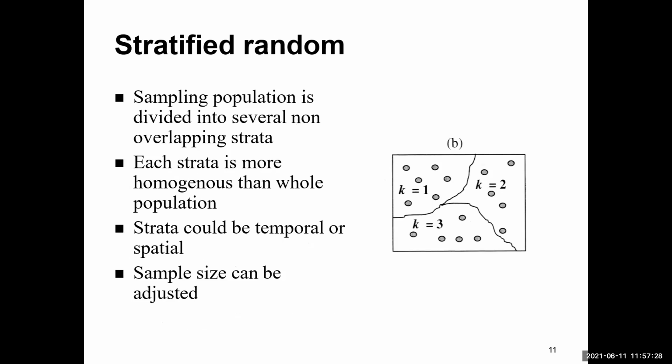Each stratum is more homogeneous than the whole population. All strata are homogeneous, and together they make up the whole. The strata could be temporal or spatial. The sample size can be adjusted. This is stratified random sampling.